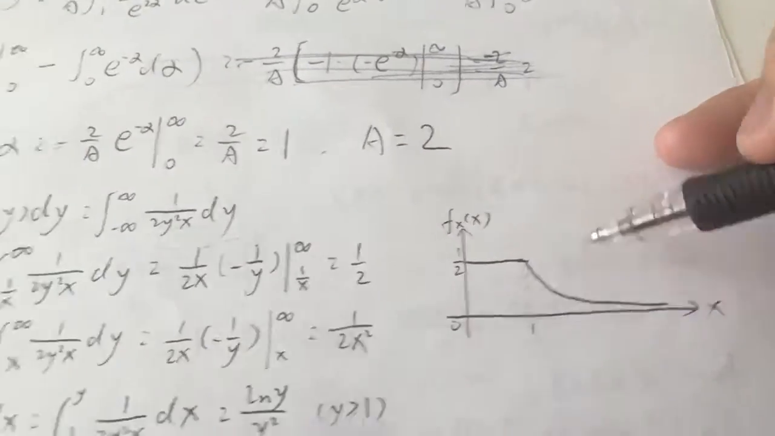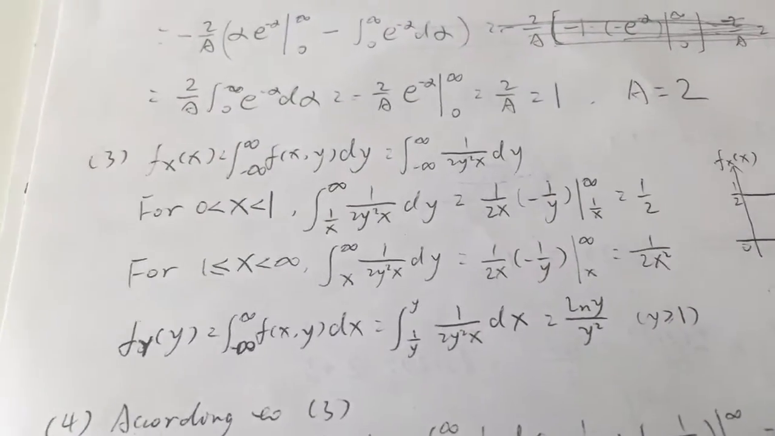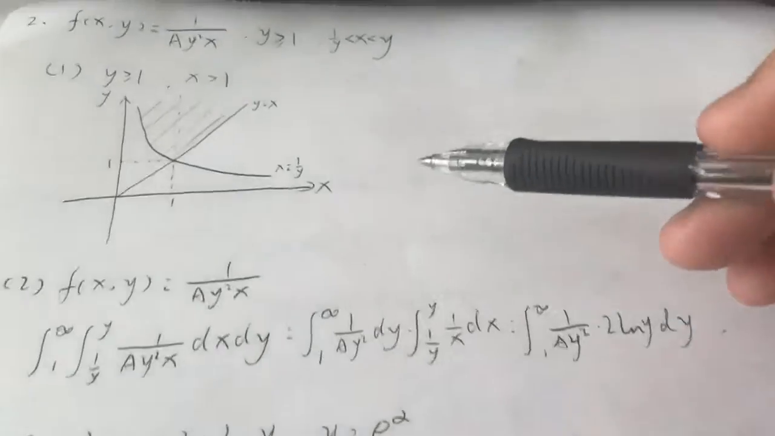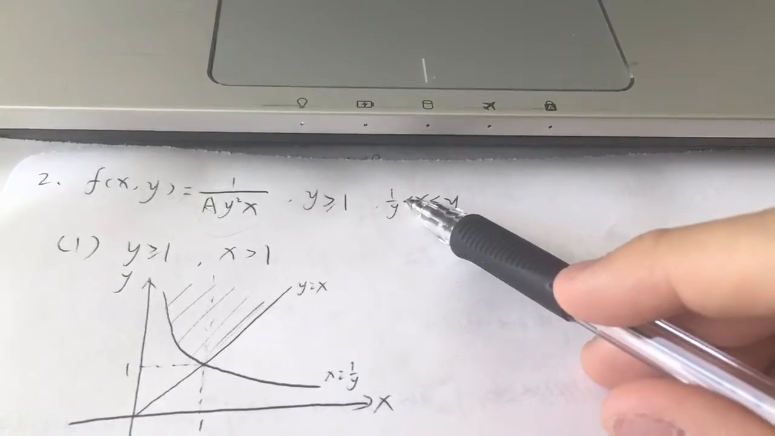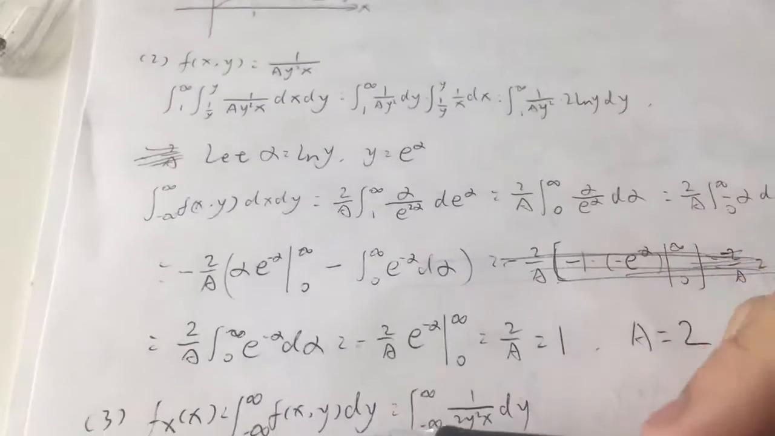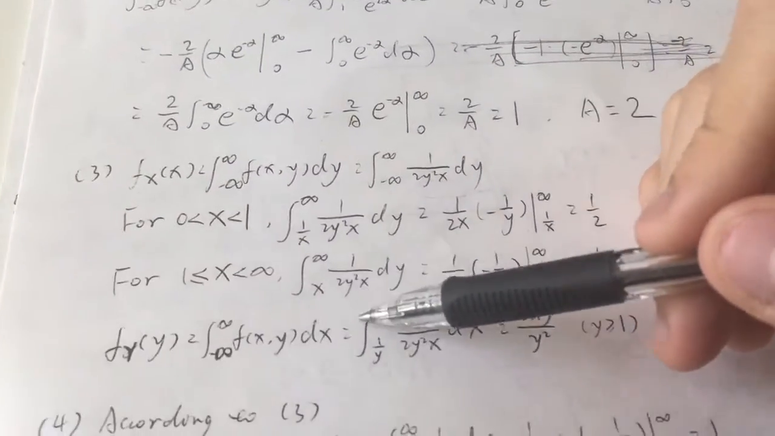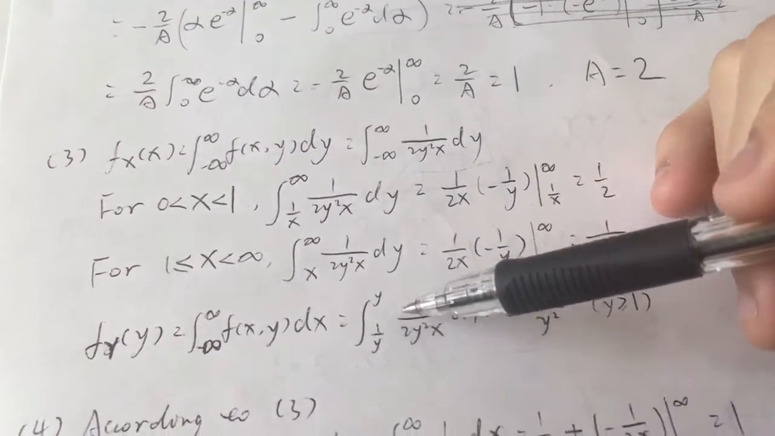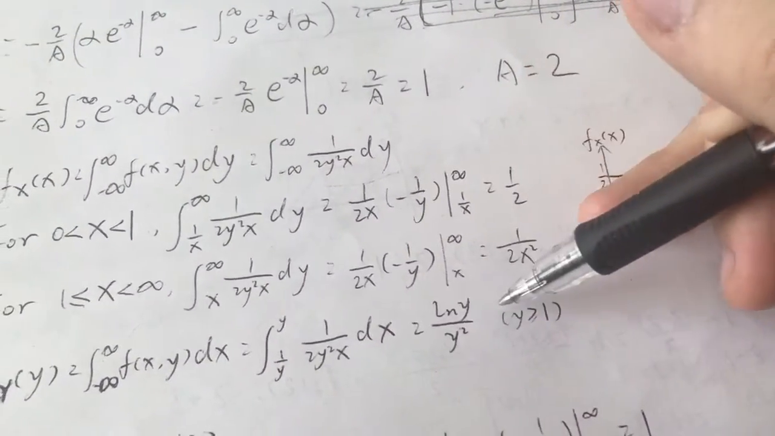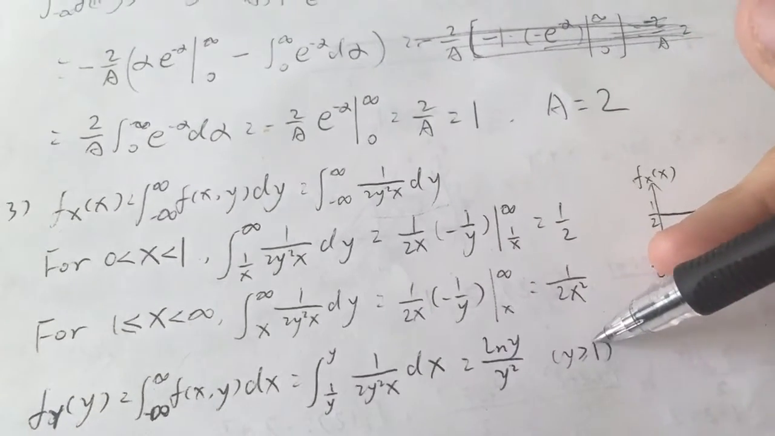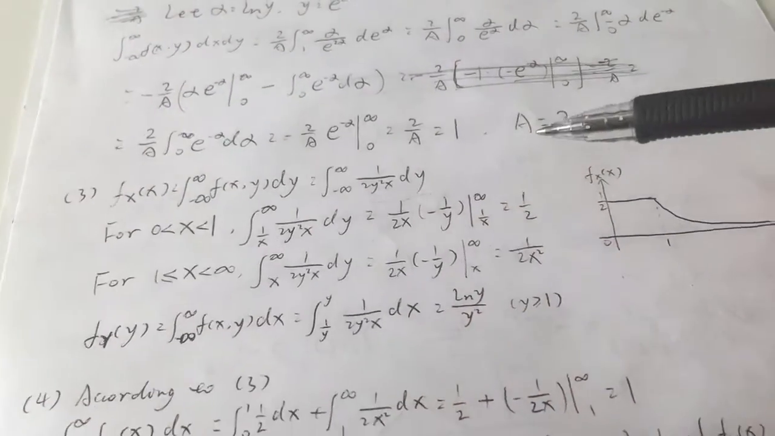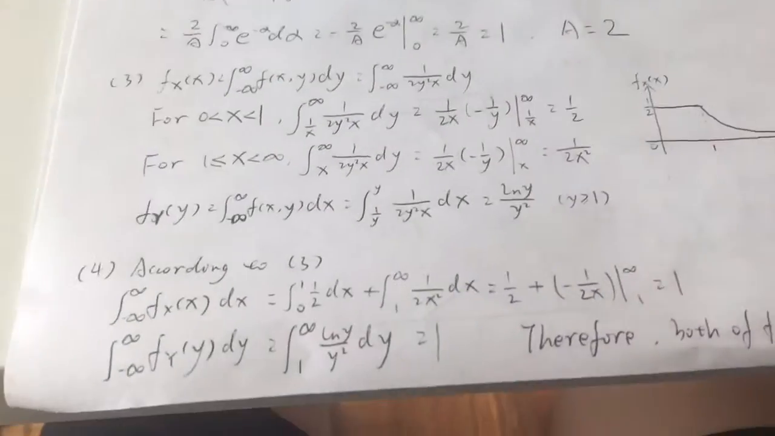It's like this. And for the density function of y, we use the same way, because we know the range of x is like this. So we put these two values, y and 1 divided by y, into this integral equation, and we got this. And y should be no less than 1. So that's the marginal density function of y.